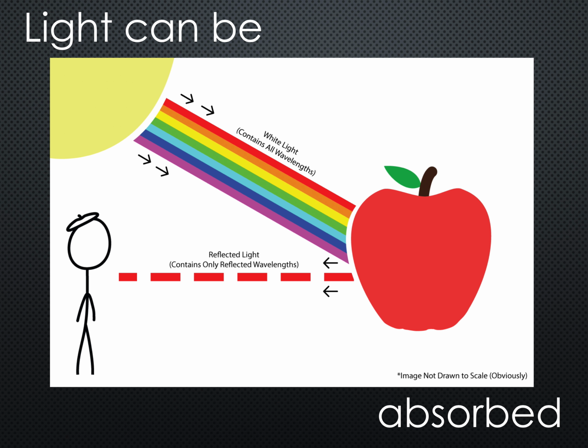Here we have light being absorbed, where the sun is sending out white light, which contains all wavelengths, and the apple is absorbing all of it but the red, and so we see the apple is red. If this were a black object, all of the light would be absorbed and we would see black.